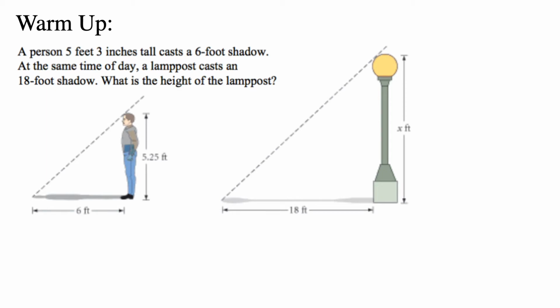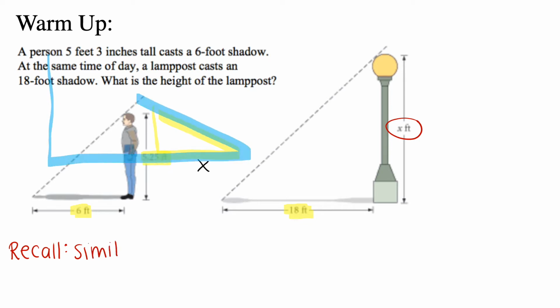This says a person 5 feet 3 inches tall, which is 5.25 feet, casts a 6-foot shadow. At the same time of day, a lamppost casts an 18-foot shadow. What is the height of the lamppost? So what we want to do is find this value of x. In order to do that, we need to recall similar triangles.